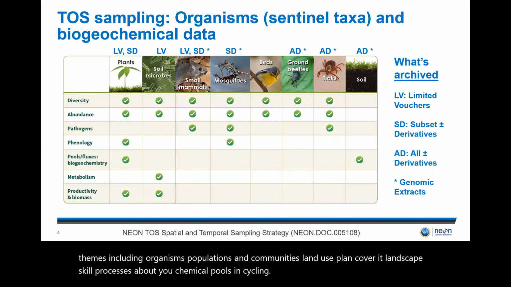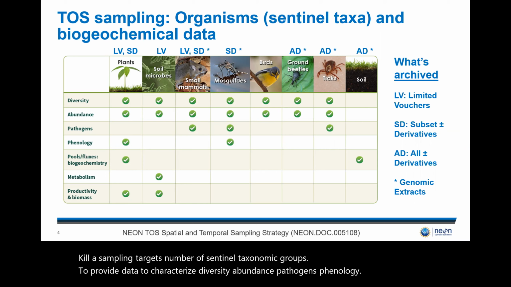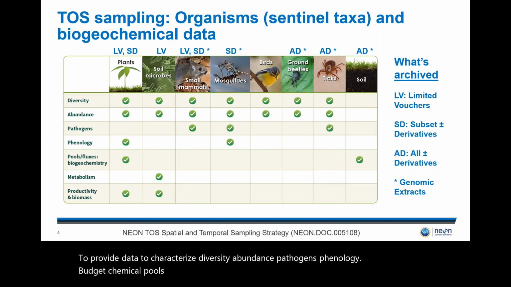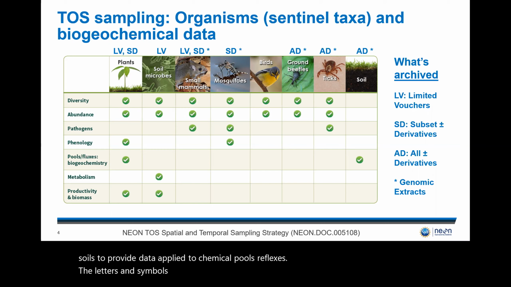TOS sampling targets a number of sentinel taxonomic groups to provide data to characterize diversity, abundance, pathogens, phenology, biogeochemical pools and fluxes, metabolism, and productivity and biomass. Additionally, we collect soils to provide data on biogeochemical pools and fluxes. The letters and symbols above the column headers on this table indicate which sorts of samples are archived and how.